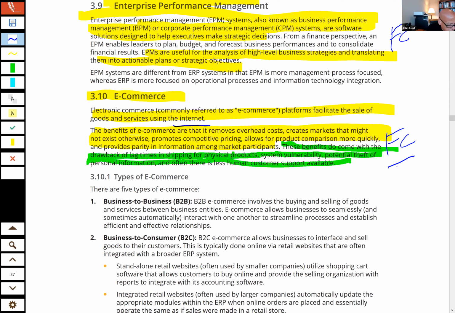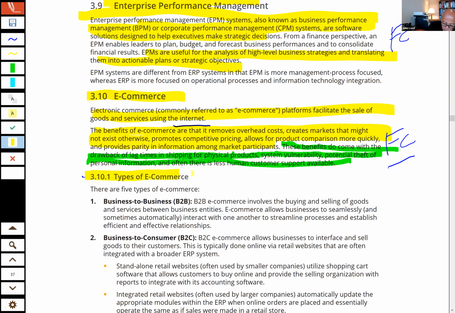So go ahead and flashcard that. It's cleverly disguised as a what? A benefit versus disadvantage, advantage versus disadvantage discussion. So flashcard that.